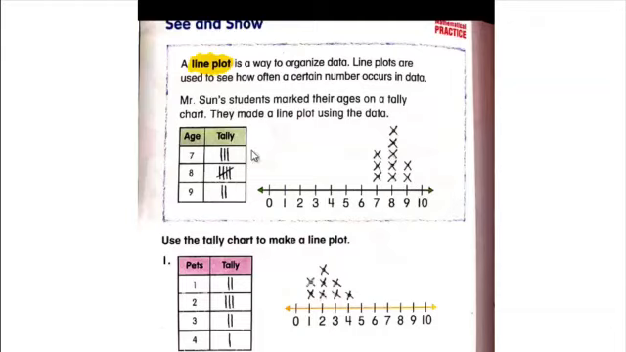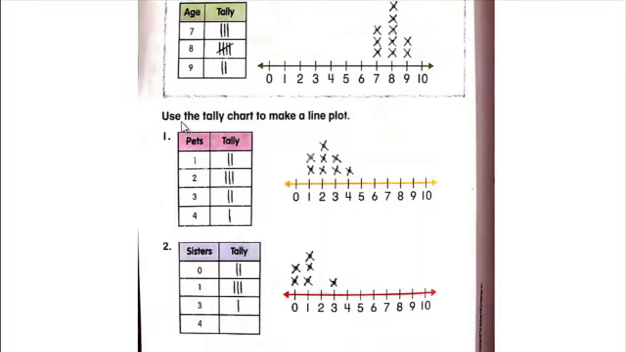This diagram is called a line plot. Okay. This line with these plots is called a line plot. Here, use the tally chart to make a line plot.